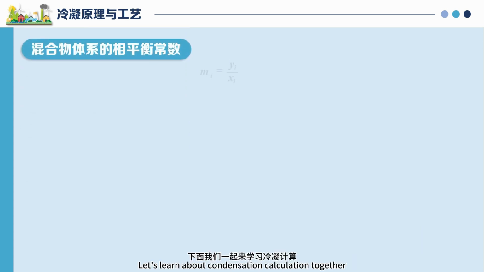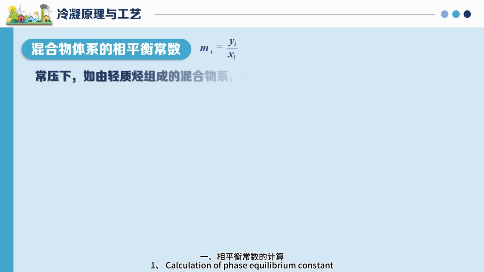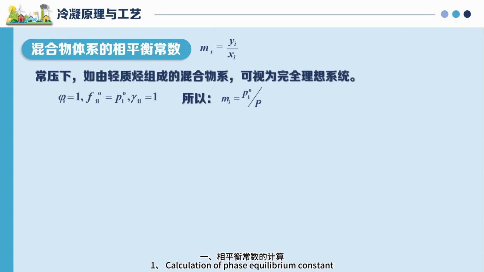Let's learn about condensation calculation together. 1. Calculation of phase equilibrium constant. The phase equilibrium constant refers to, under a certain temperature and pressure, when the gas-liquid two phases reach equilibrium, the ratio of the molecular fraction Y_i of any component i in the gas phase to the molecular fraction X_i in the liquid phase. When gas-liquid equilibrium occurs, calculate as follows.